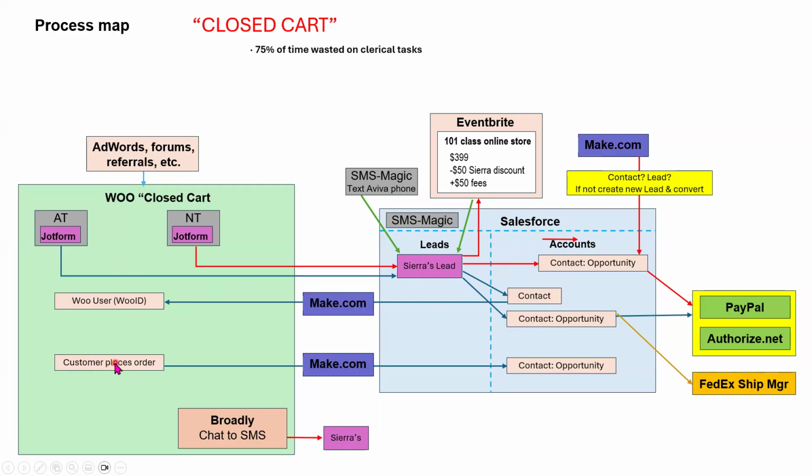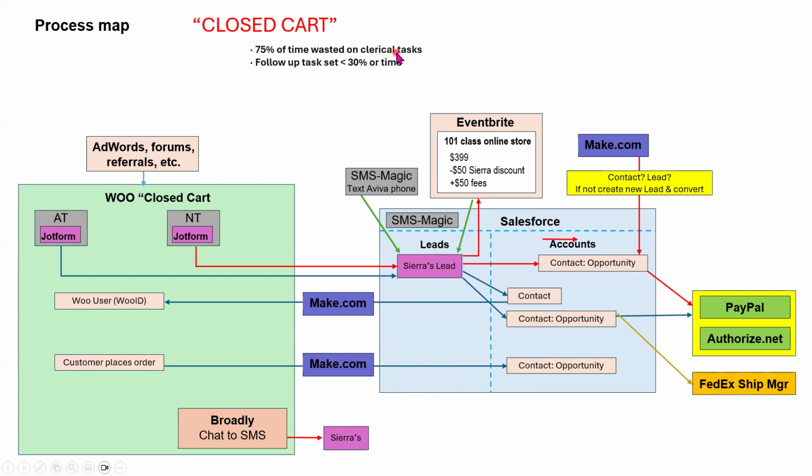That way, if the customer places the order, Make only has to come over and they will have a Woo ID. So Make is only saying, I'm going to go find a contact that matches this Woo ID. And it will never happen that the Woo ID isn't there, or that they're still a lead, or that they don't even exist in Salesforce. But that's what's coming next with OpenCart. Anyhow, back to the wasted time.